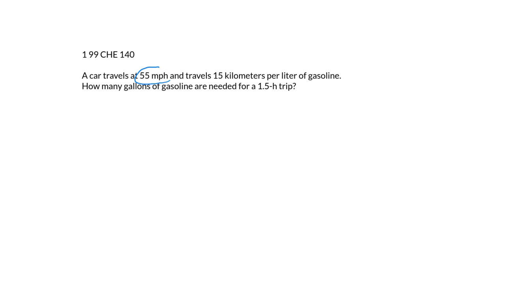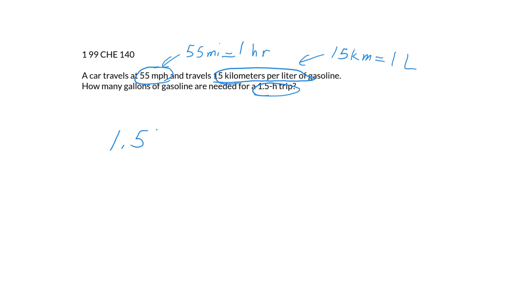Chemistry cat to the rescue. Miles per hour, right? So 55 miles equals 1 hour. Then kilometers per liter. So I know that 15 kilometers equals 1 liter. That leaves me 1.5 hours as the only number that's not involved in a unit conversion. So I know I'm going to start my line with it. So I'm starting my ratio chain with my 1.5.